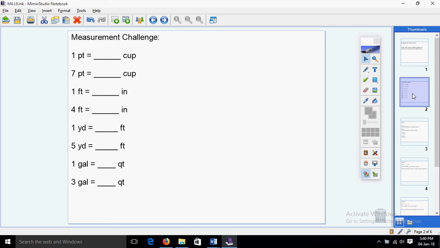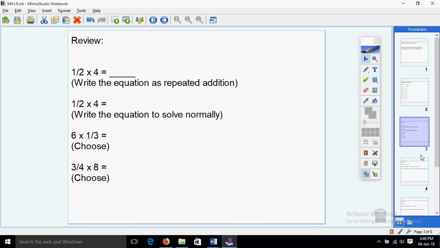So what I want you to do right now, find a piece of paper, pause the video, and I want you to fill these in. 1 pint is equal to how many cups? 7 pints. Keep going all the way down. Then for the quiz, this will be some of the questions on there. So if you have the answers ready, then your quiz will be much easier. All right, so, no, we're not going to do that one.